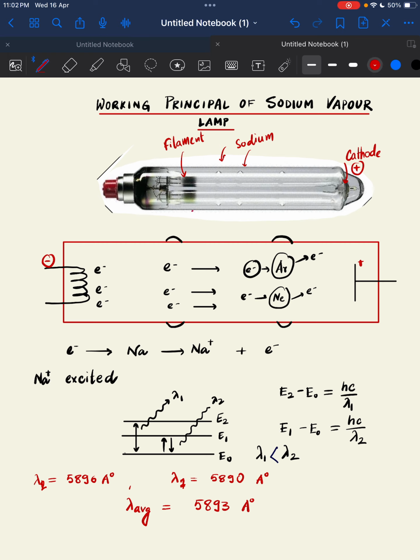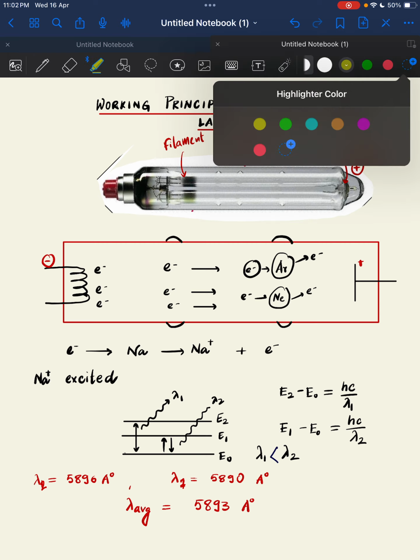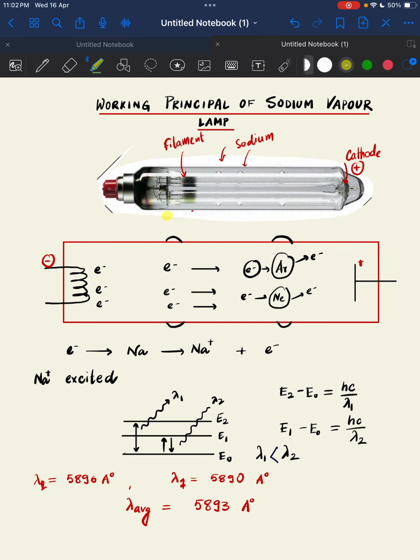So this wavelength belongs in the yellow region. So yellow color of light will be emitted in this process. So once the sodium atom is accelerated, then the color in the tube will be yellow. So the tube will be yellow like this. Okay.